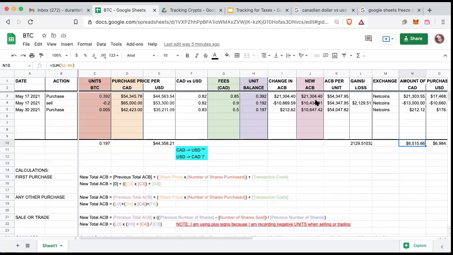So in the new ACB column, we see my calculation, J3 times bracket bracket H3 plus C4 close bracket divided by C3 close bracket.